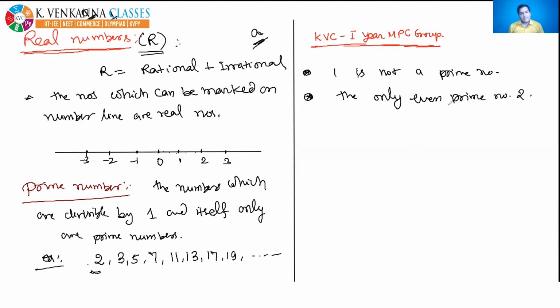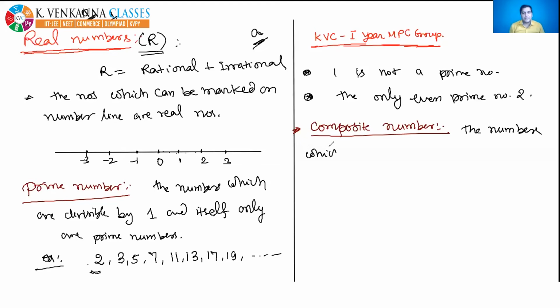So prime numbers we have done, and let's move to the next. After prime numbers, the next number in the number system is composite numbers. So what are composite numbers? Very simple. The numbers which are not prime are composite numbers.